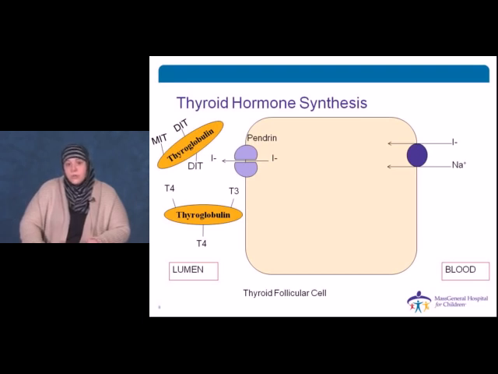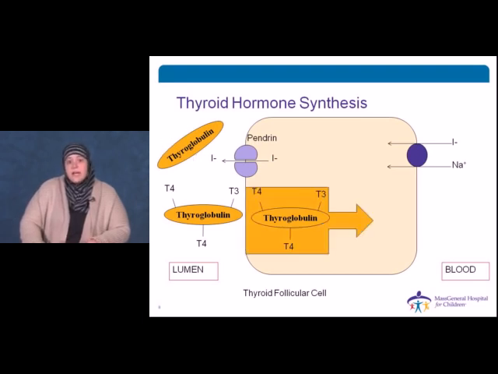Most of this remains stored in the thyroid follicle, and when it's time for release, the thyroglobulin molecule is pinocytosed and digested, and the T3 and T4 are released into the cell and then into the bloodstream.